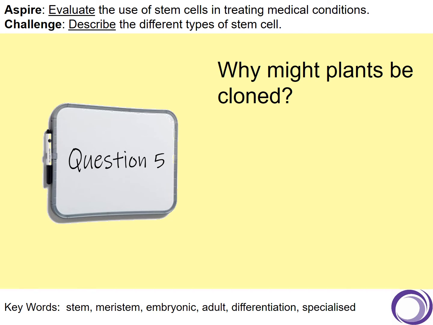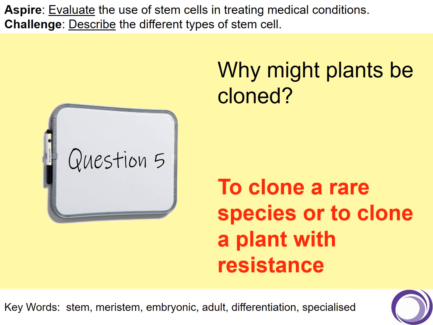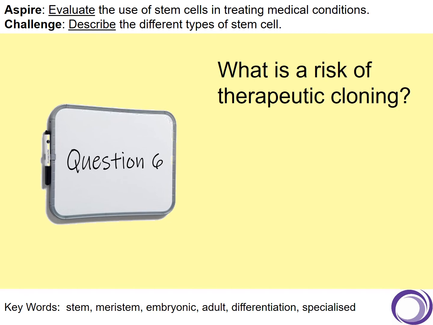Question 5. Why might plants be cloned? Now, there's 2 reasons why we might want to clone a plant. Have a think about it. I'll give you 10 seconds for this one. So we can clone it because it might be rare and might be dying, or they might be becoming extinct, so we clone it quickly, or to clone a plant with a resistance to a disease or something like that.